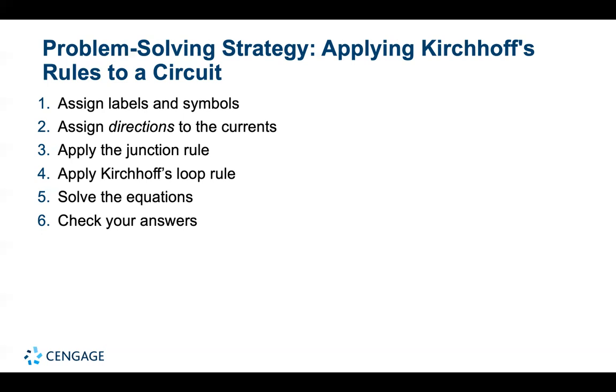Number four, apply Kirchhoff's loop rule to as many loops in the circuit as are needed to solve for the unknowns. To apply this rule, you must correctly identify the change in electric potential as you cross each element in traversing the closed loop. So make sure that you watch out for signs. Number five, solve the equations simultaneously for the unknown quantities. Use substitution or any other method that you're familiar with. Finally, check your answers by substituting them into the original equations.